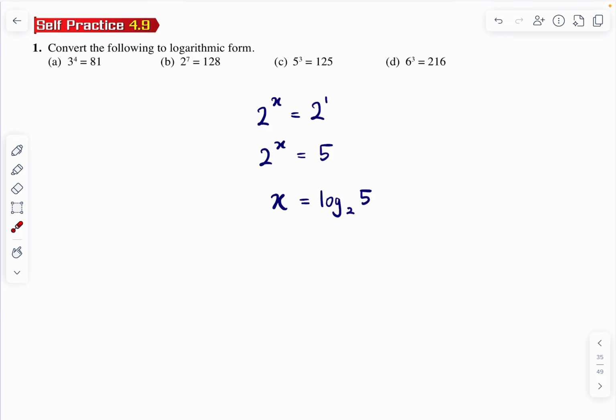Okay. So again x comes down, becomes the subject. 2 we move there, becomes log 2 5. Right. So this is how to change. So if you type this in your calculator, you're going to find the actual power.